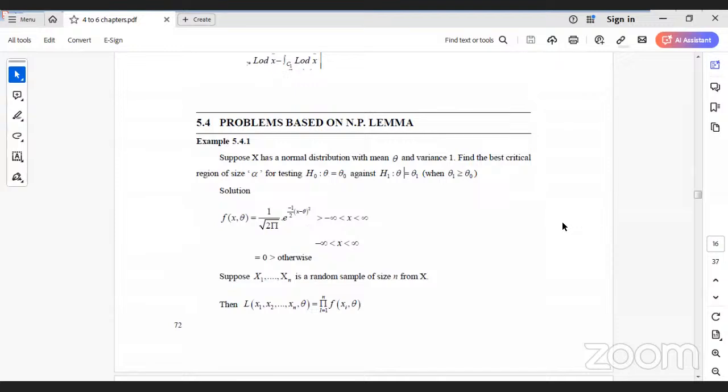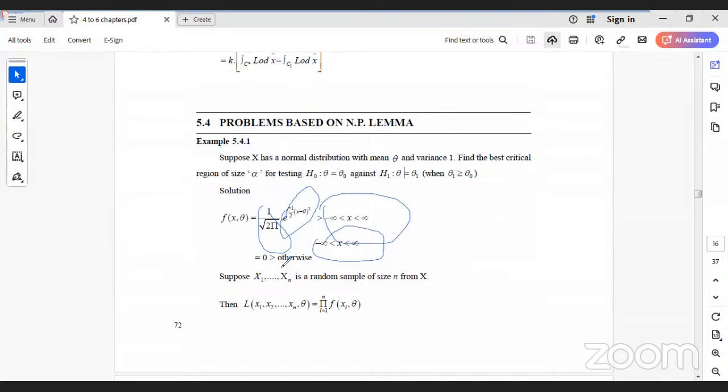Okay. Then the problems on f of x, theta is 1 by 2 root pi. This is a fundamental formula: e power minus 1 by 2 (x minus theta) whole square, for minus infinity less than x less than infinity, and 0 otherwise.